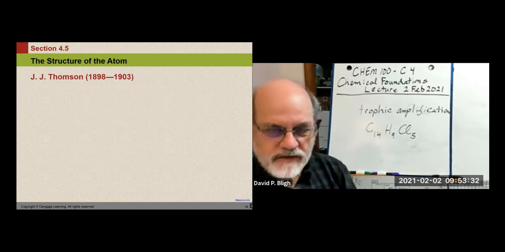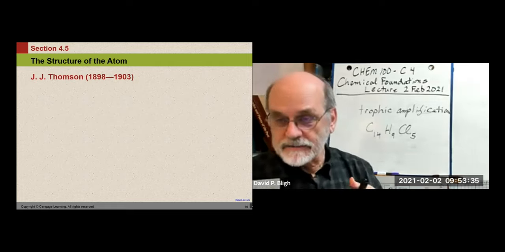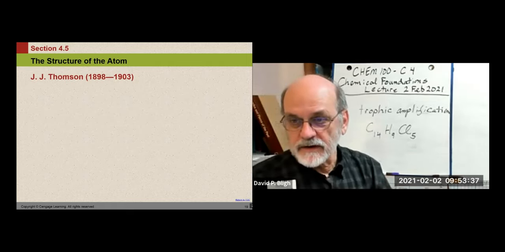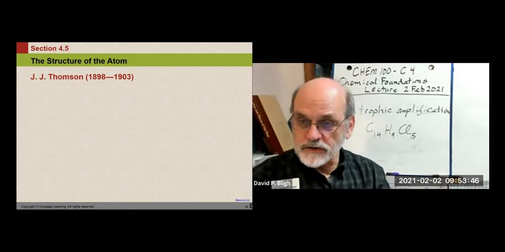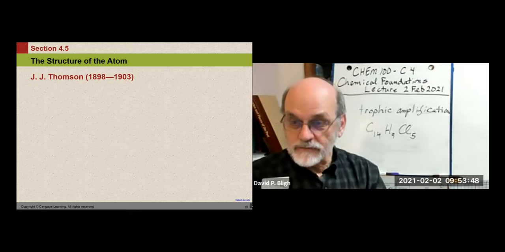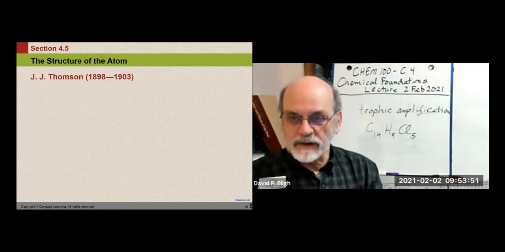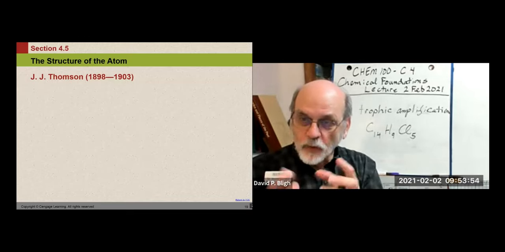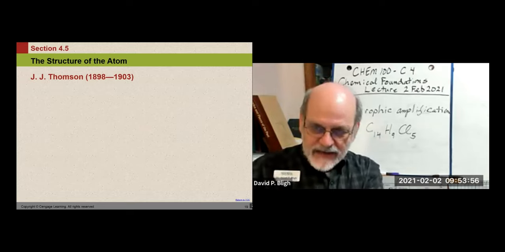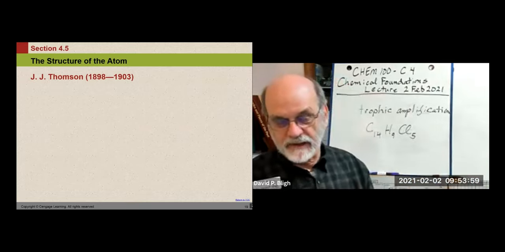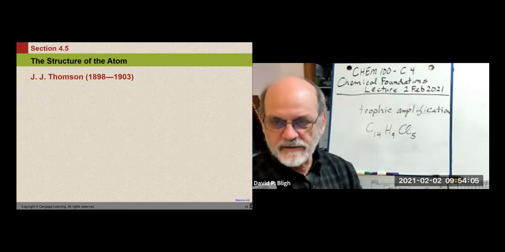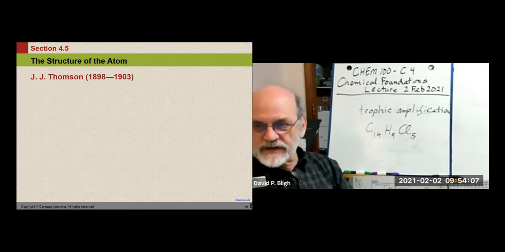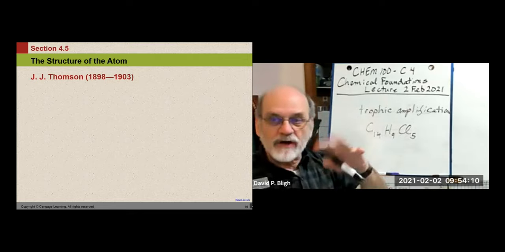Okay, let's talk about the structure of the atom. I mentioned the fact that Dalton's atomic theory fell apart in two places. And both of them are due to the fact that atoms do have structure. They have subatomic particles that are responsible for forming the atom and making this atom different from that atom. Okay, so it was a slow process, but some notable scientists are given credit for elucidating various parts of the atom.